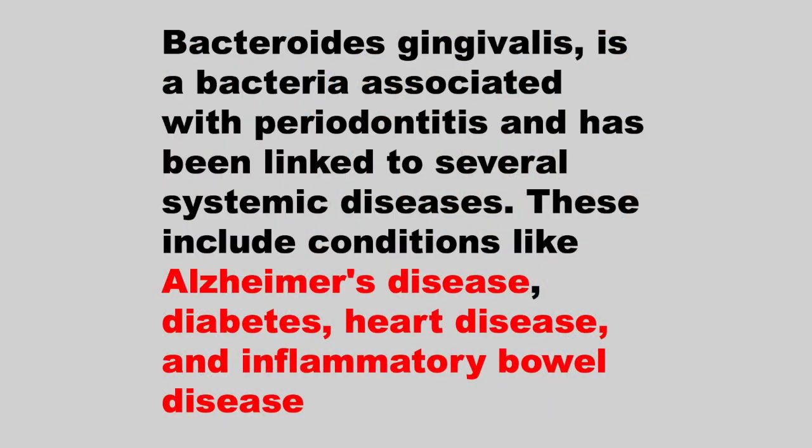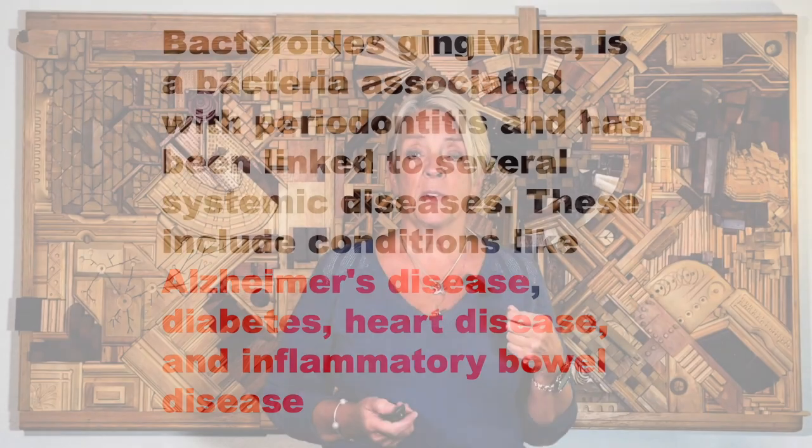So here you can see bacteroides gingivalis. It's a bacteria associated with periodontitis and has been linked to systemic disease. This is where you start to get a hint of what goes on with this bacteria that you can see frequencies for in your scanner. It includes conditions like Alzheimer's, diabetes, heart disease, and inflammatory bowel disease. Now think of it. When you're scanning someone and you see that there are frequencies for this in their system, look at some of the things that you are able to influence if you can help them to get it where those frequencies disappear from the body due to better dental care.